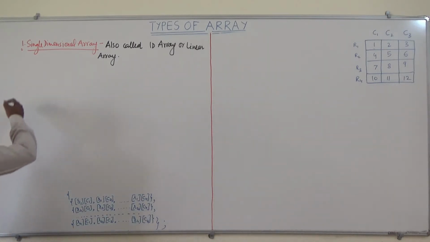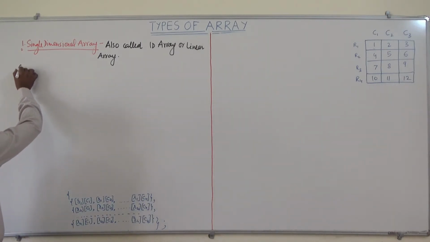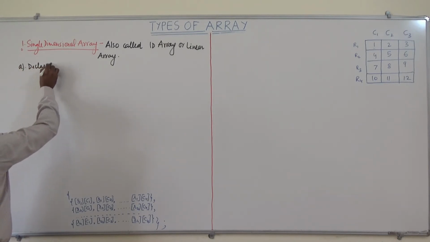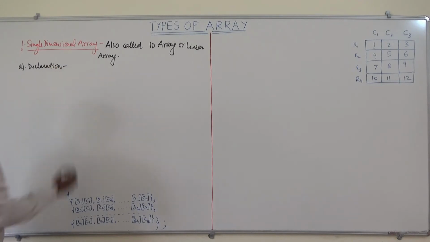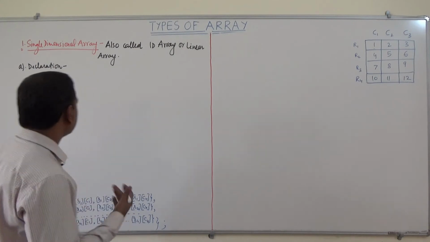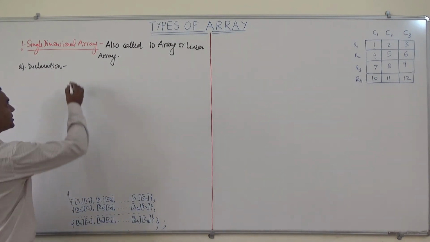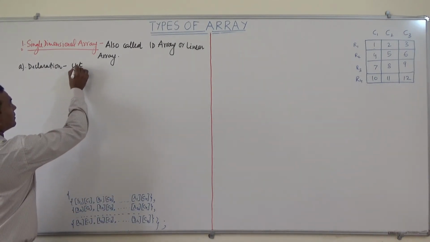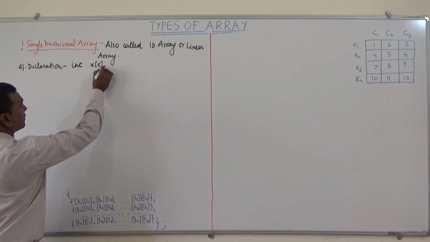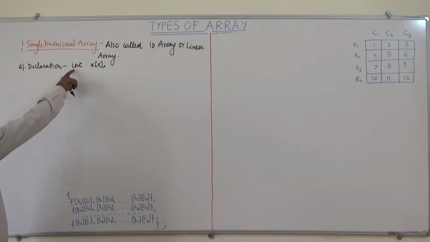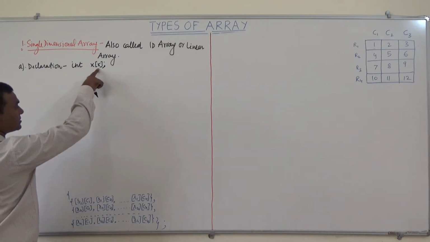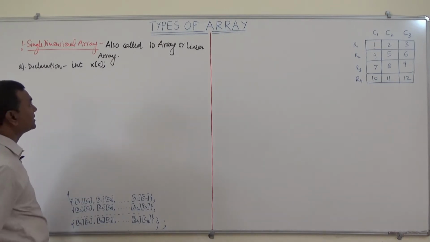Now we will see how it can be declared. We have already seen this 1D array. Now let us recall it. So declaration is like int x[5], first is data type, then the name of array and the size of the array. So it can store 5 elements.